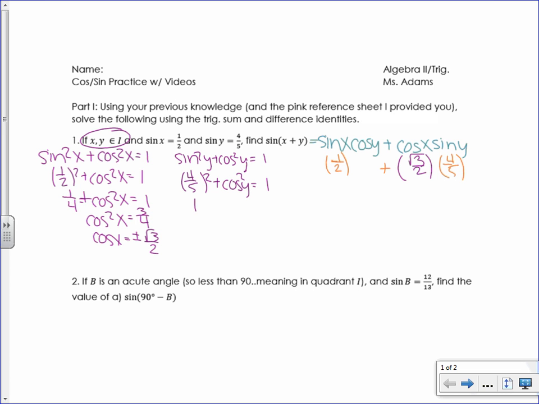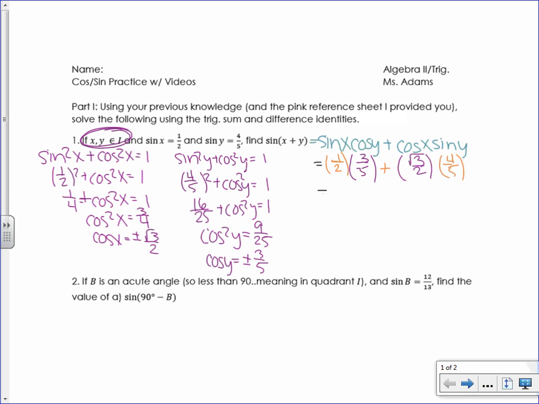So this is going to be 16/25 plus cosine squared y is equal to 1. So I get that cosine squared y is equal to 9/25 when you subtract that over. So cosine y is equal to plus or minus 3/5. And both of mine are in quadrant 1, and y's are positive in quadrant 1, so this is going to be positive 3/5.